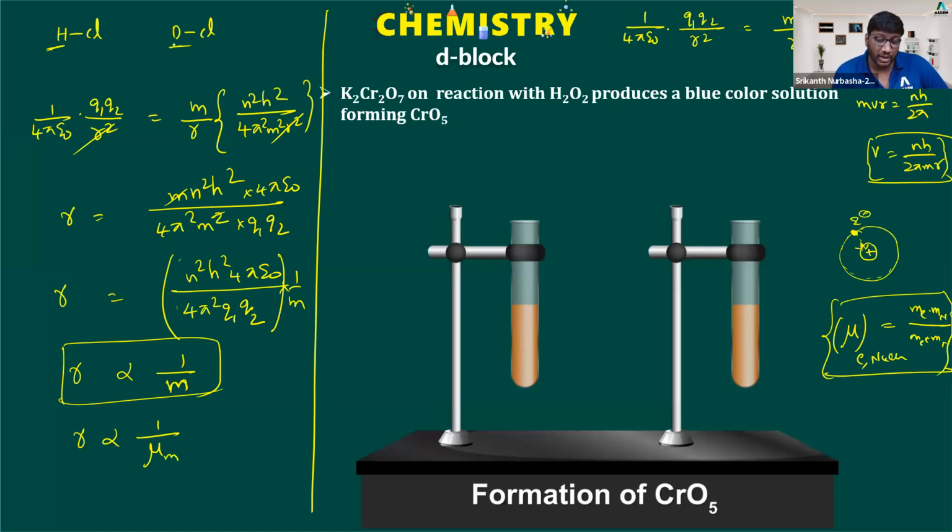Deuterium and hydrogen: deuterium will have more mass because it has a neutron. The radius of the orbit in which the electron is revolving is inversely proportional to the mass of the electron. But I have replaced the mass of the electron with the reduced mass. Why? Because the nucleus is also not static, it is also moving. So the radius is actually inversely proportional to the reduced mass.